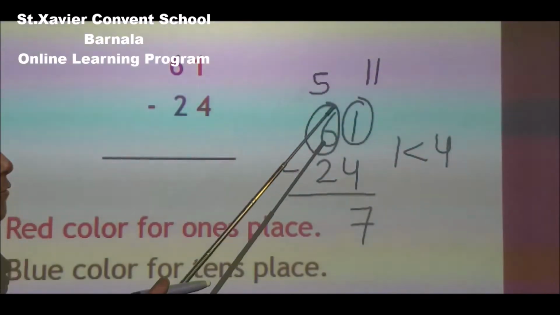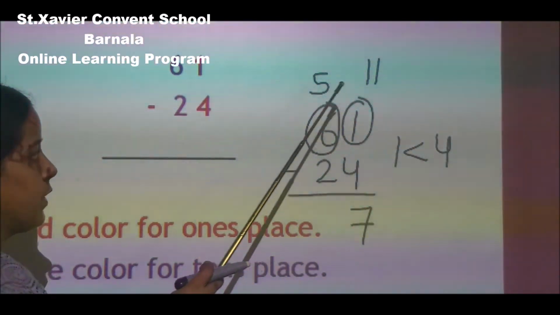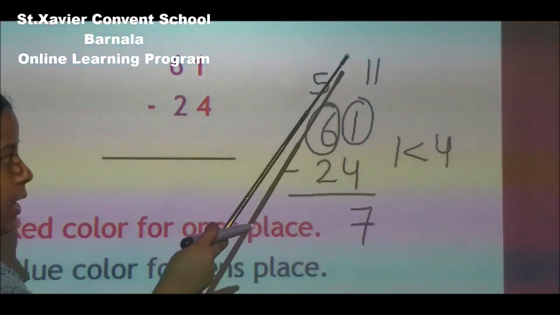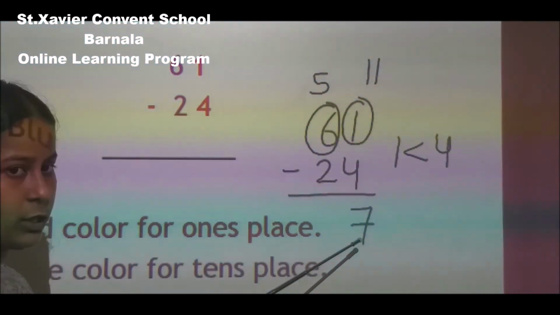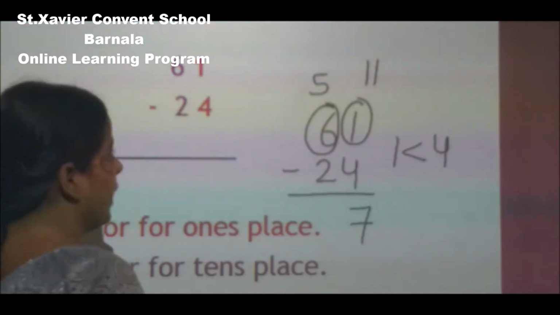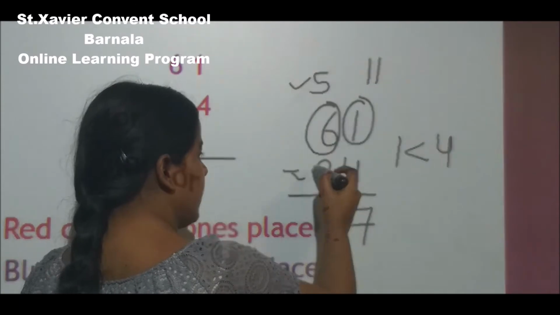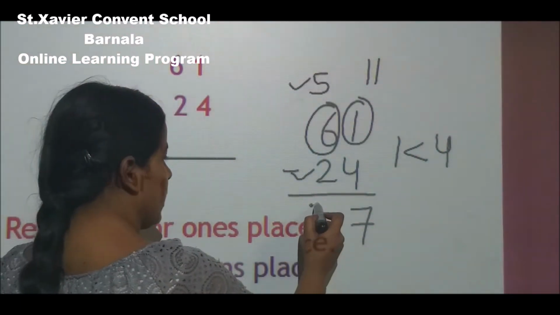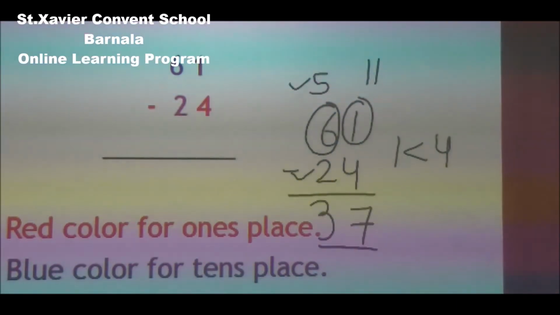What we do? First 1 minus 4. 1 is smaller than 4, so we take the borrow from the 6. 1 becomes 11 and 6 becomes 5. 11 minus 4 is equal to 7. After that we have 5 at the tens place and 2 at the tens place. 5 minus 2 is equal to 3. So the answer is 37.